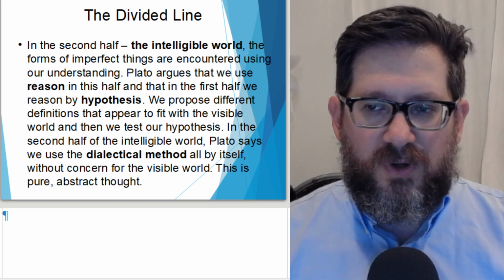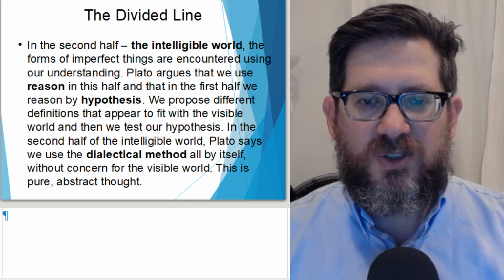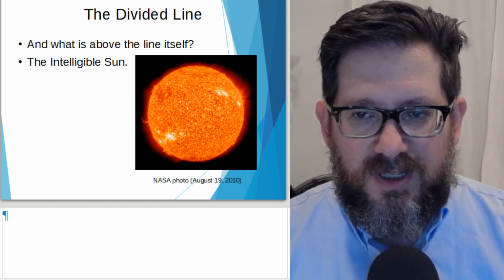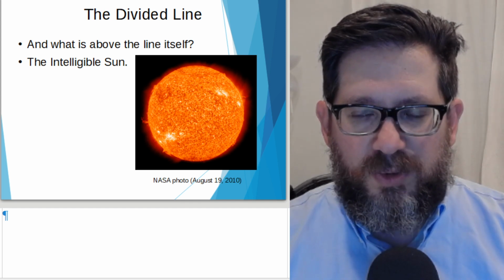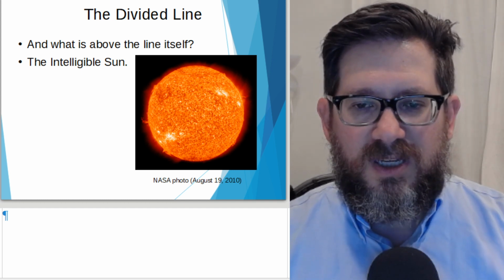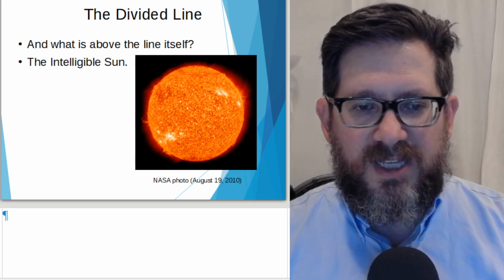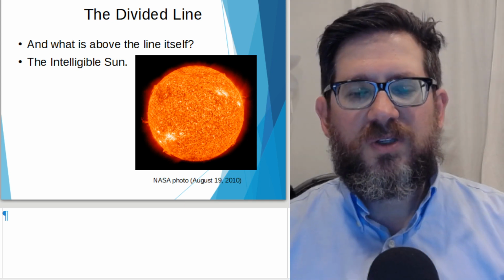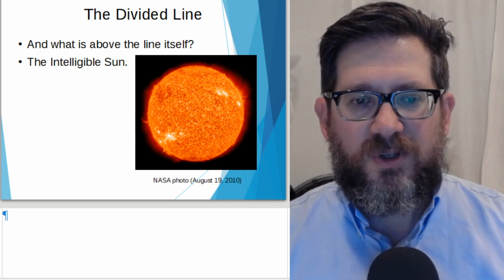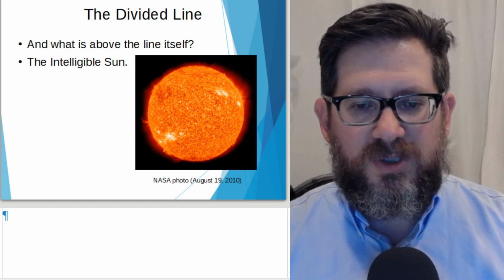Okay, so we now have the full divided line. Actually, there's one more thing. It's just off that line. It's right above it. It's above the line itself, above the intelligible world, the intelligible sun. Right? Because that has to be the source of the entire line, including the visible world. So the intelligible world has to also be the source of the visible world, because for Platonism, the idea comes first. So the intelligible sun must come before the visible sun.